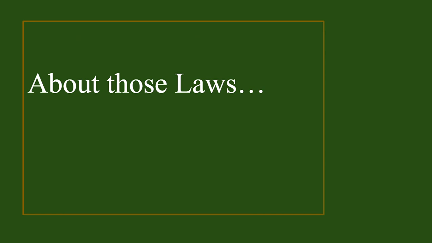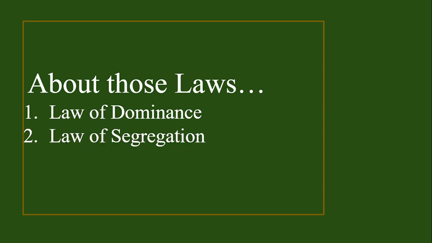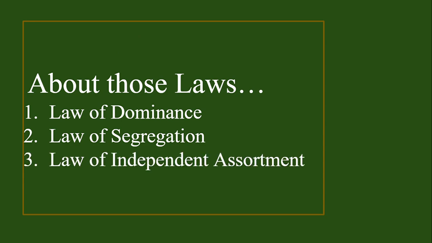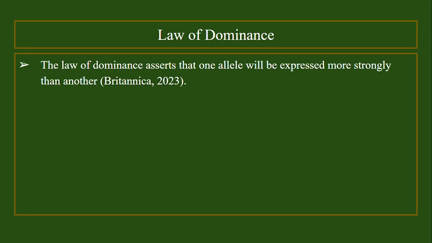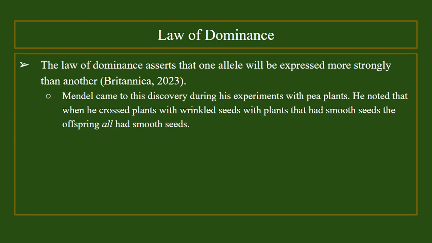Those laws that we are going to talk about, in order, are number 1, the law of dominance, number 2, the law of segregation, and number 3, the law of independent assortment. The law of dominance asserts that one allele will be expressed more strongly than another one. Mendel came to this discovery while he was experimenting with his pea plants. He noted that when he crossed plants that produced wrinkled seeds with plants that produced smooth seeds, all of the offspring had smooth seeds.